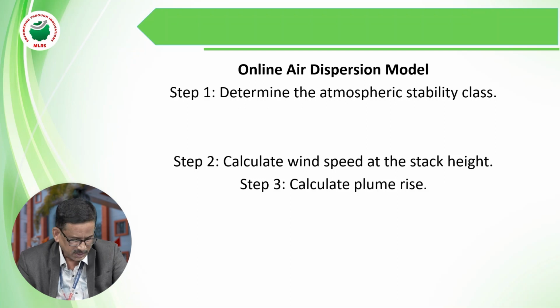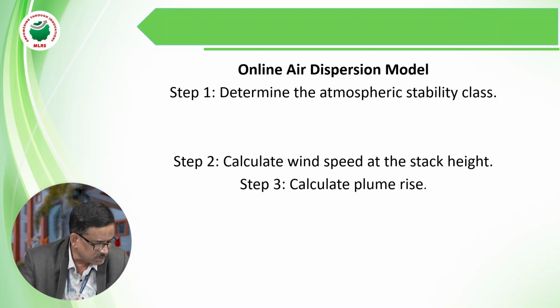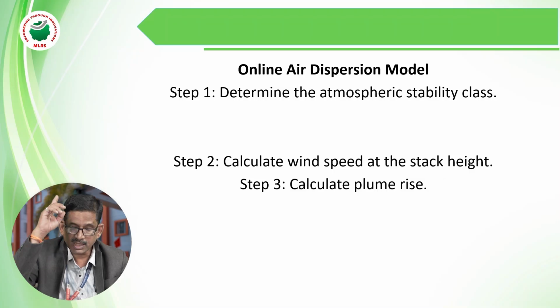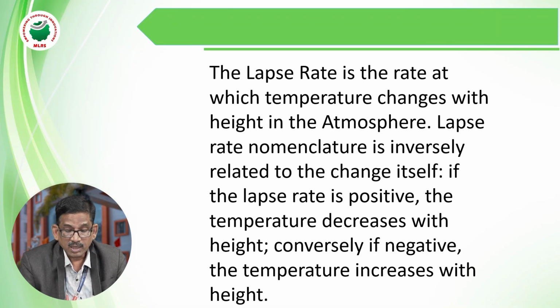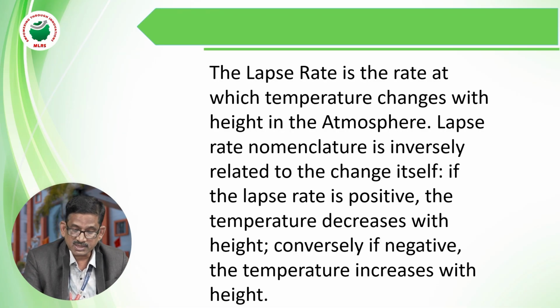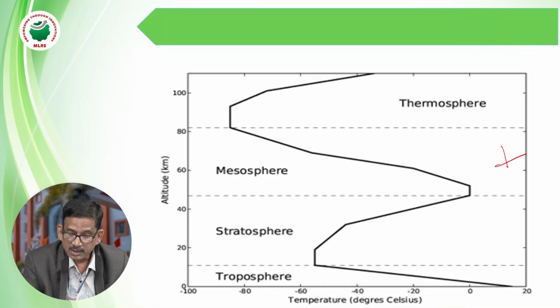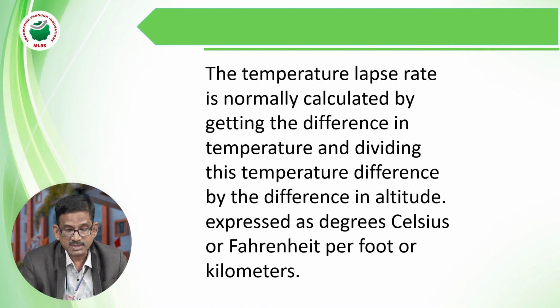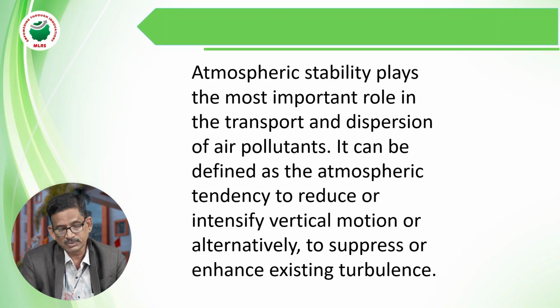Okay. So for the air dispersion models, I am setting three steps. One is the atmospheric stability class, the second one is to calculate the wind speed at the stack height, and the third one is the plume rise. And the lapse rate also we have to discuss. Lapse rate is nothing but how the temperature changes with the height. So there will be a relation between the temperature as well as the height. And when it is positive, when it is negative, we are going to discuss. And this diagram also we are going to discuss, and the temperature lapse rate also, and atmospheric stability is also.